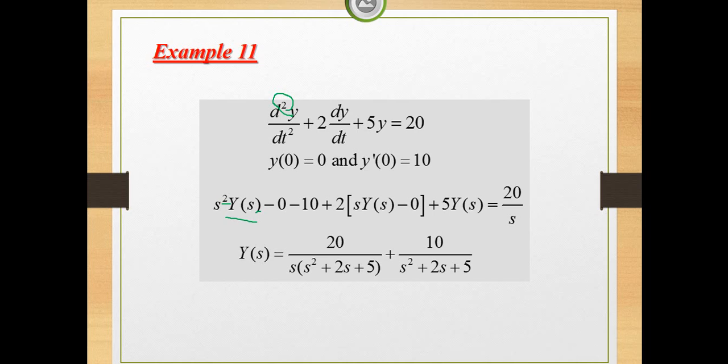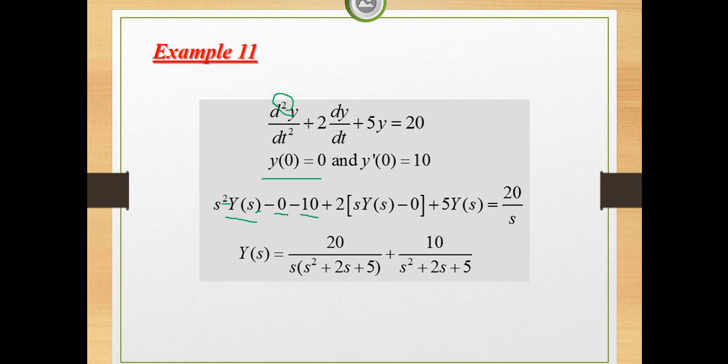Your s y of 0 is automatically 0 because your y of 0 is 0. Whereas your y prime of 0 after the s y of 0 is 10. So this is your 10. If you take the Laplace transform of 2 dy dt, that would be 2 s y of s minus y of 0, because after y of s is y of 0. Y of 0 being 0, so you simply have s y of s.